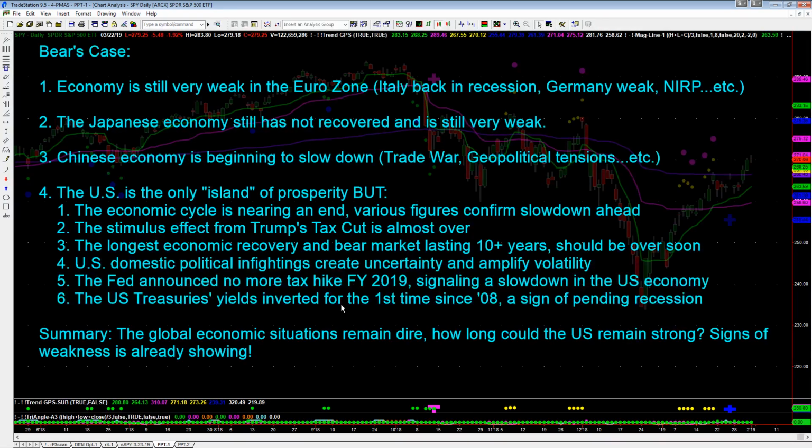So as a result of one, two, three, the Eurozone is not doing well. The Japanese economy is not doing well. China is now slowing down. The US seems to be the only island of prosperity remaining. However, here are the concerns.